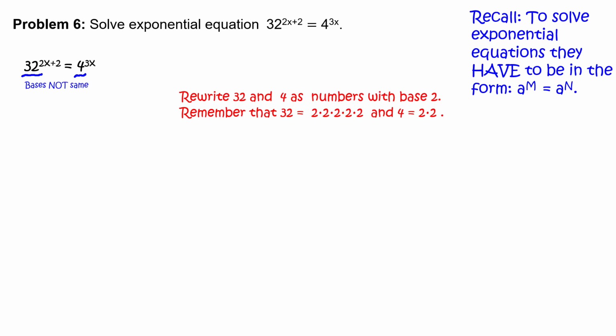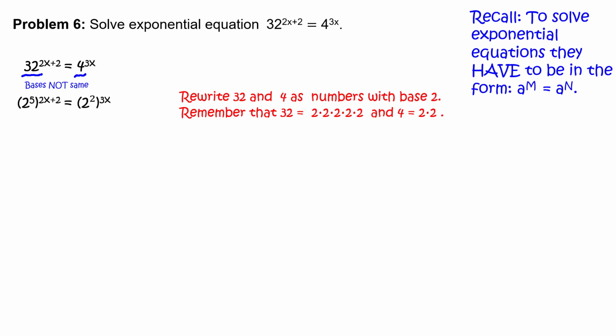32 is not a power of 4. There's nothing you can raise 4 to get it to equal 32. But 32 and 4 are both powers of 2. So we're going to rewrite 32 and 4 as numbers with base 2. Remember that 32 is 2 times 2 times 2 times 2 times 2, or 2 to the 5th, and 4 equals 2 times 2, or 2 squared. So 32 becomes 2 to the 5th, and 4 becomes 2 squared.